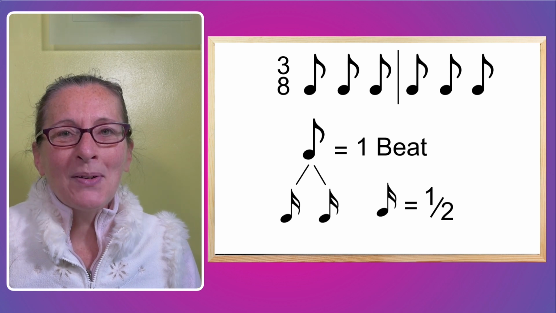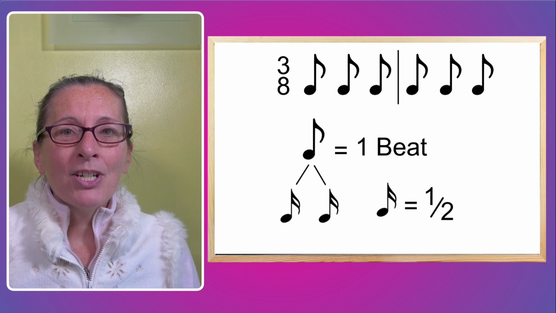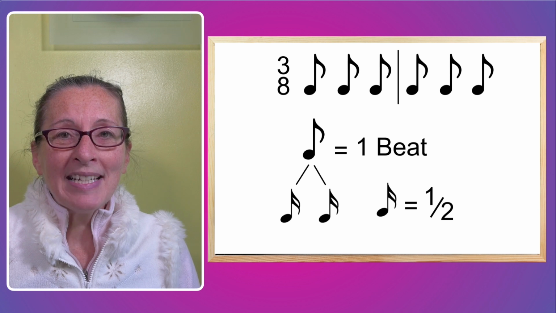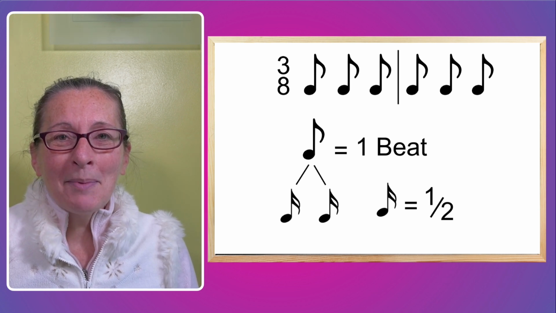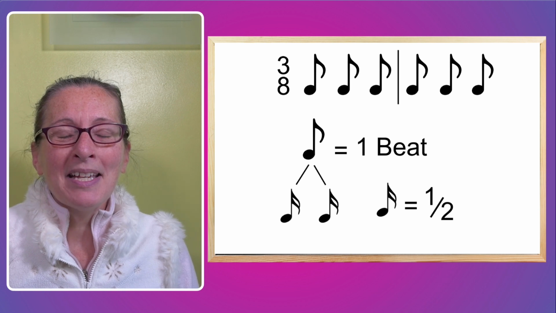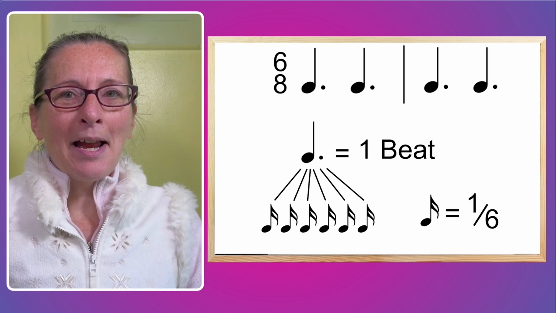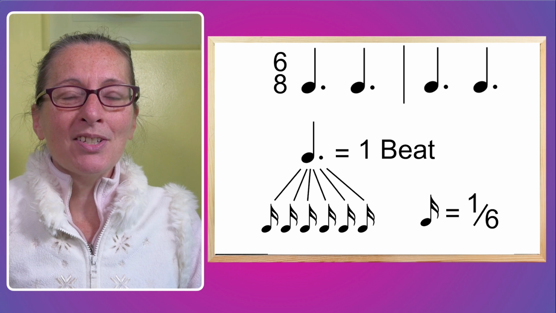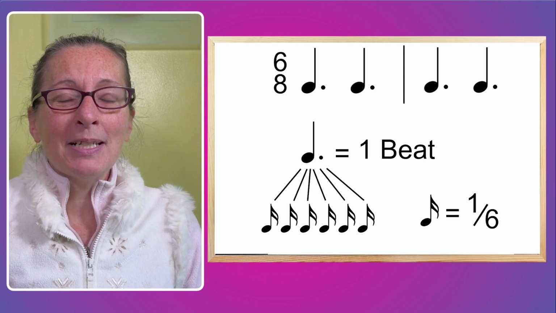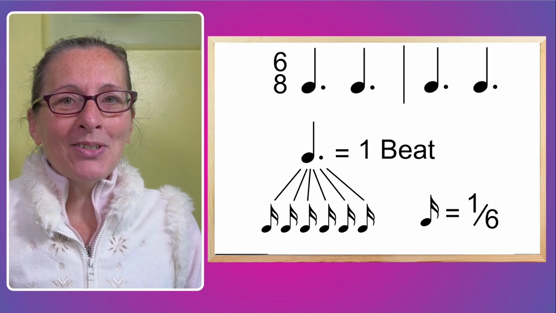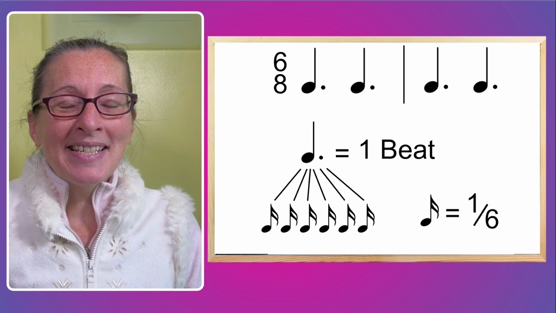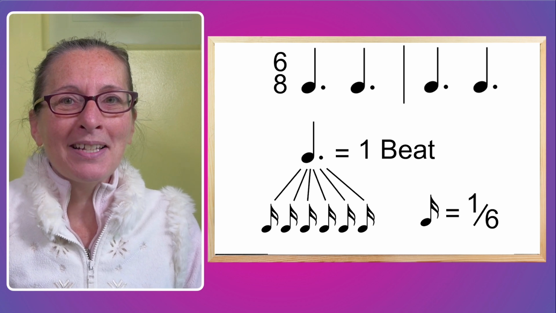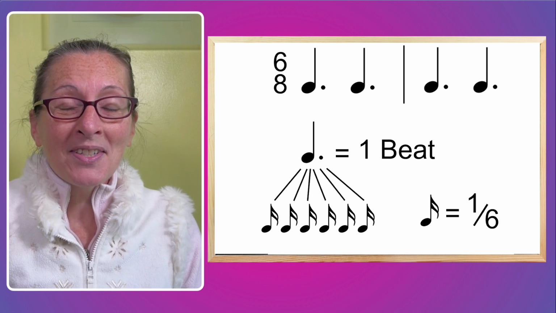Now, if we're looking at how to count the semiquavers, there are 2 semiquavers per beat in 3/8 time. Therefore, the mathematical value of a semiquaver in 3/8 time is a half. In 6/8 time, there are 2 dotted crotchets or 2 dotted quarter note beats per bar. So each dotted crotchet is worth 1. Now, there are 6 semiquavers in a dotted crotchet. So in 6/8 time, a semiquaver has the mathematical value of 1/6.